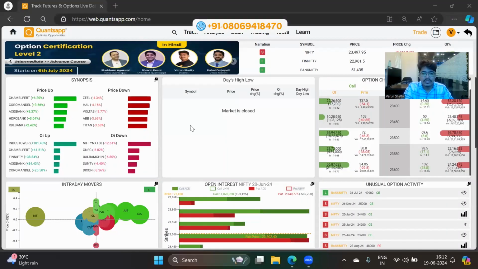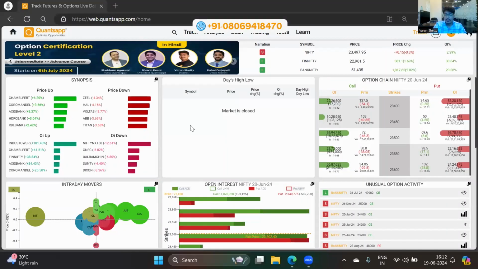Now, I'll just share the whiteboard first, not Quantsapp, because I would like to explain what exactly the concept is, how it came to be, and why you should keep on looking at it. There are normally two things: script-wise build-up and sector-wise build-up. In this video we'll cover script-wise build-up, and maybe in an upcoming video, we'll cover sectors as well.